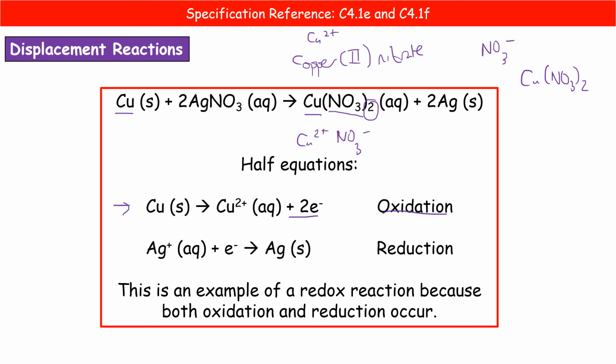Considering what happens to our silver, Ag, in that case, because there's a single silver joined to a single nitrate there, that means it's Ag+, and we're going to make just silver atoms. So in order to get rid of that positive charge, they've got to gain 1 electron to make our silver atoms. Gain of electrons, it's a reduction. Because these 2 are happening at the same time, it is of course a redox.